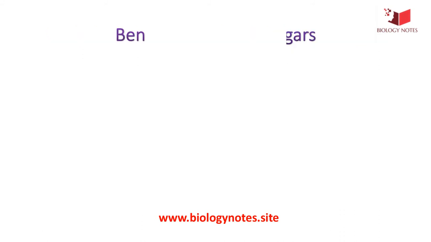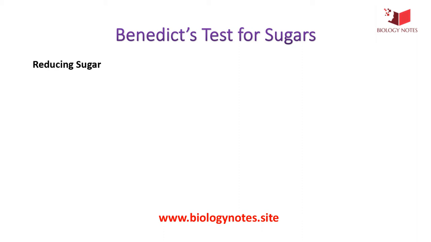Use Benedict's test for sugars. Sugar is a general term for monosaccharides and disaccharides. All sugars can be classified as reducing or non-reducing. Benedict's test tests for sugars. It differs depending on the type of sugar you are testing for. Reducing sugars include all monosaccharides, for example glucose, and some disaccharides, for example maltose and lactose.